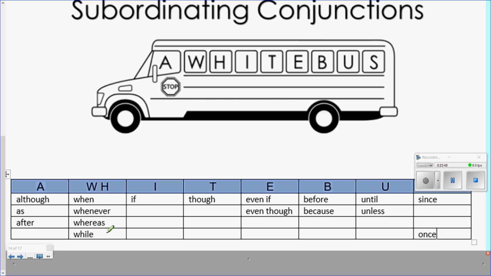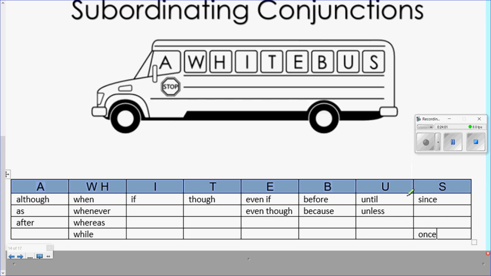WH together: when, whenever, whereas, while. I: if. T: though. E: even if, even though. B: before, because. U: until, unless. And S: since. Now this one here, once, it's a really important one. We use it quite a lot, particularly in our writing in Year 6, but it doesn't come as part of the white bus. So I've just popped it on the end here alongside the S.